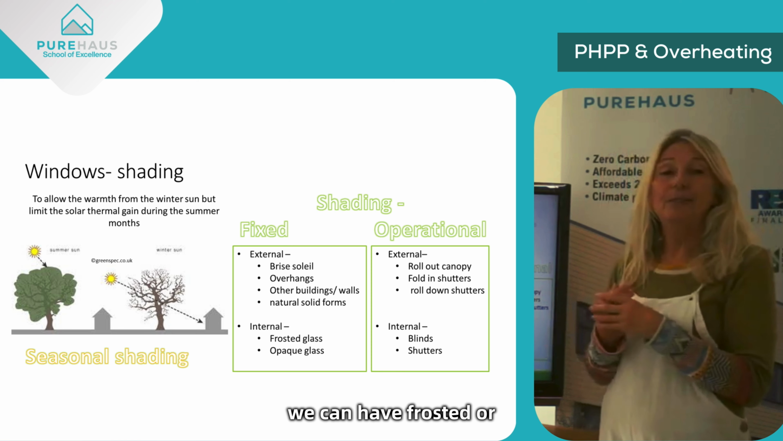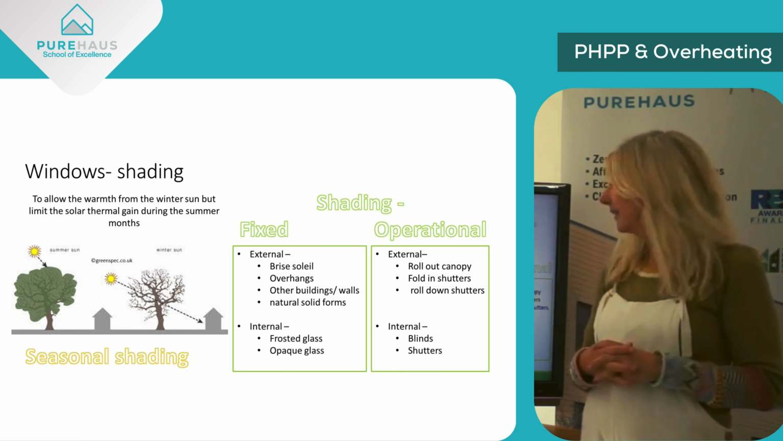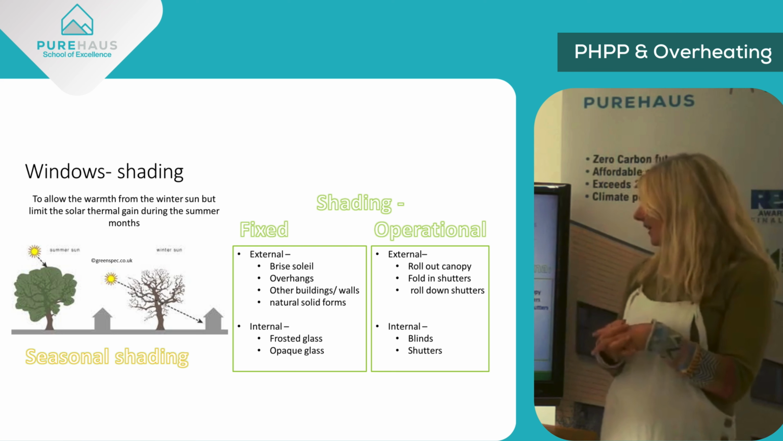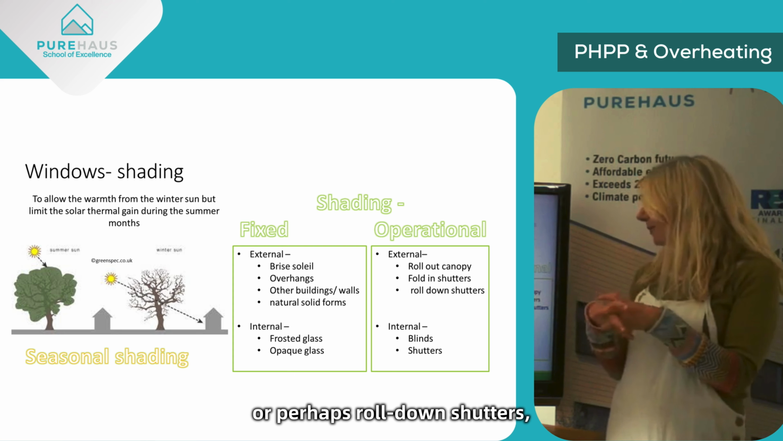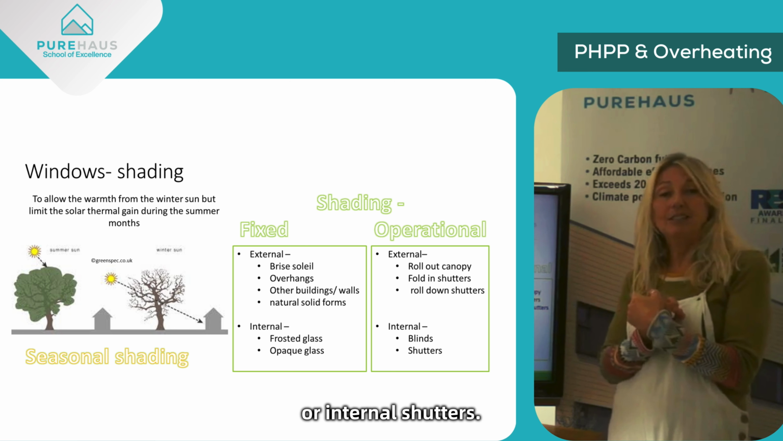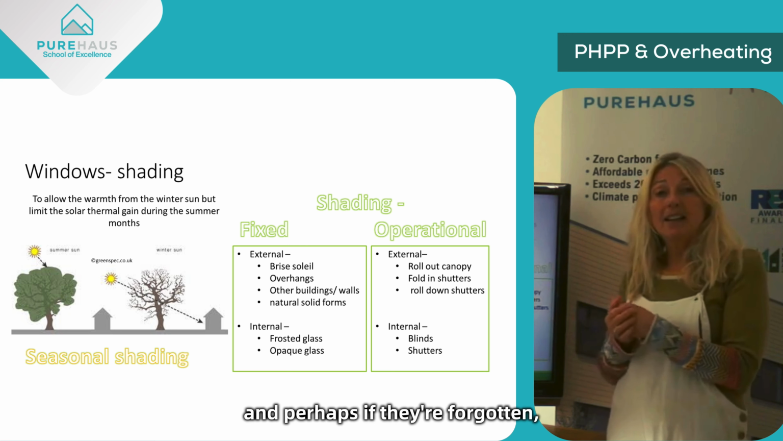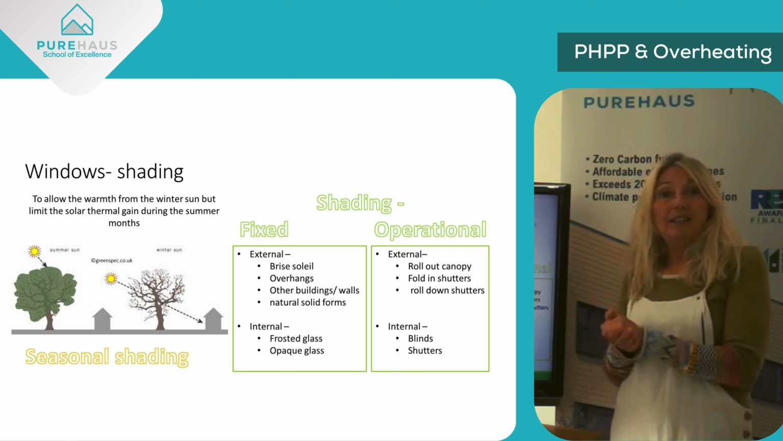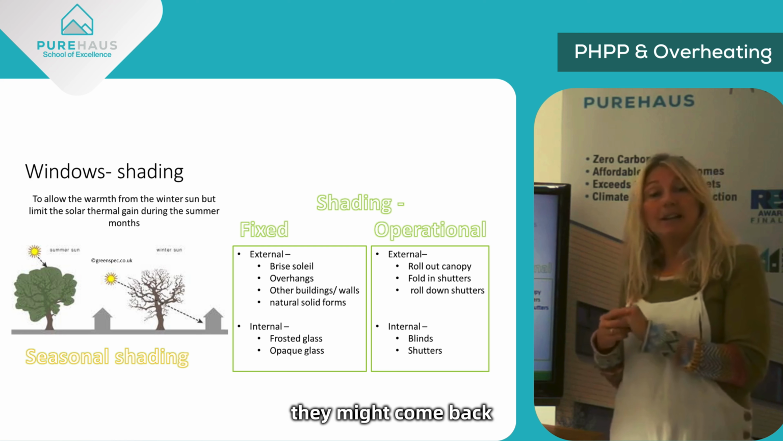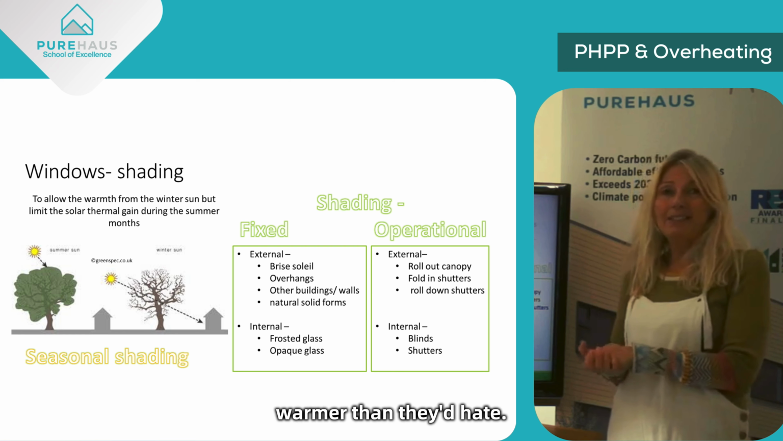Internal, we can have frosted or opaque glass that reduces the amount of sun that can come into the building. Operational would be more of a rollout canopy or folding shutters, or perhaps scroll down shutters, or internal blinds that you pull down, or internal shutters. All of these rely, as I said, on the occupier, and perhaps if they're forgotten over the course of a hot summer's day, if they're not applied, they might come back after work or their day out and find that the building's a bit warmer than they'd like.